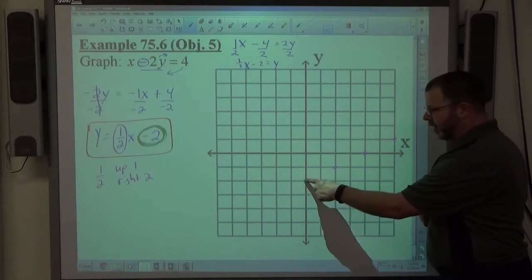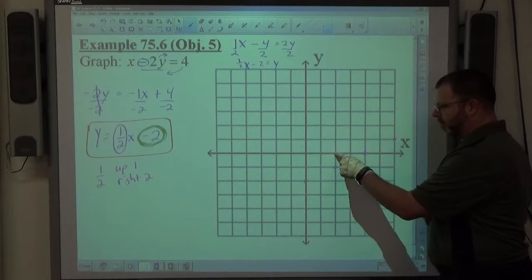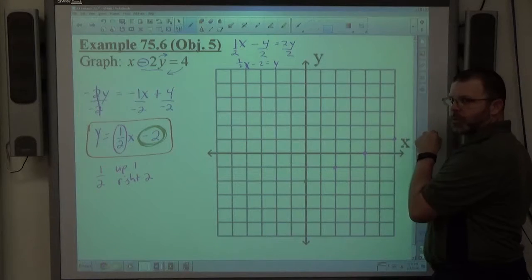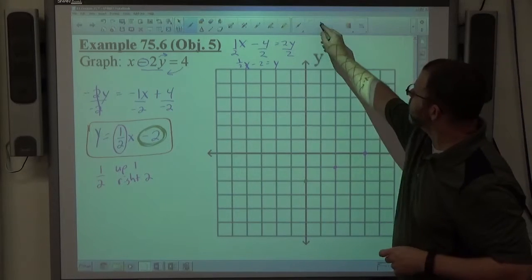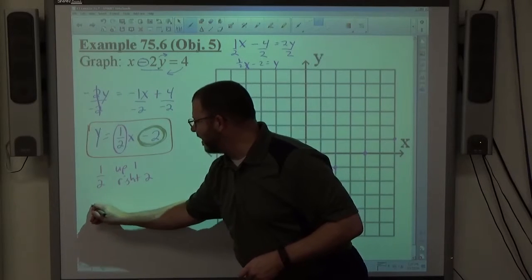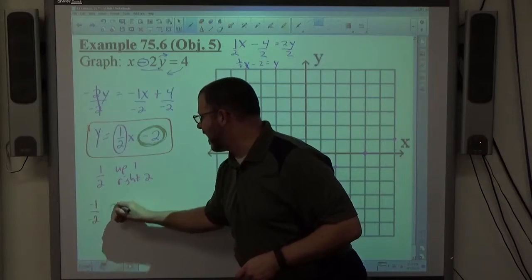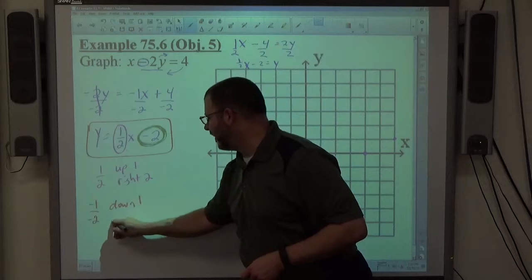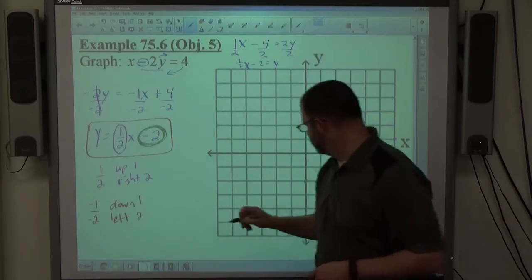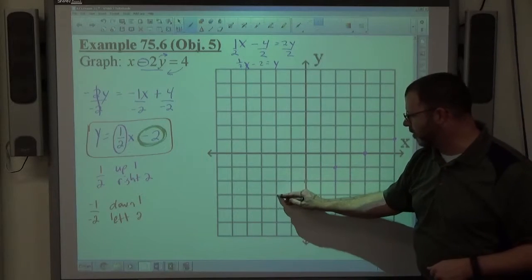This is a point on the line. Go up 1, right 2, another point. Up 1, right 2, another point. Up 1, right 2, another point. 1/2 is the same as negative 1 over negative 2. That's down 1, left 2. At a point. Down 1, left 2.